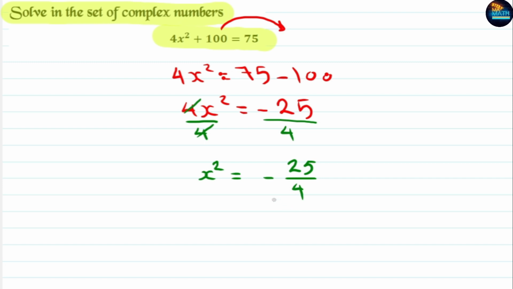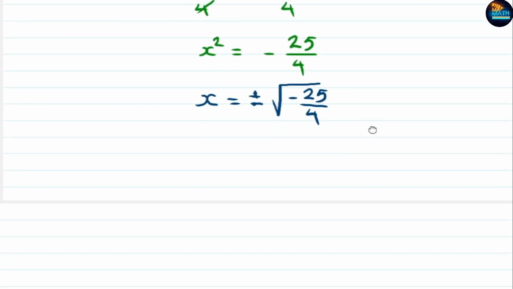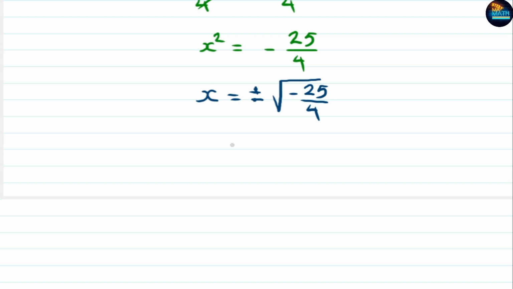Now, to get rid of the power of 2, you have to take the square root of each side. The square root of x squared is equal to x. And here, remember, positive or negative because the power is even. So positive or negative the square root of negative 25 divided by 4. And the square root of 25 over 4 is 5 over 2 because the square root of 25 is 5 and the square root of 4 is 2.